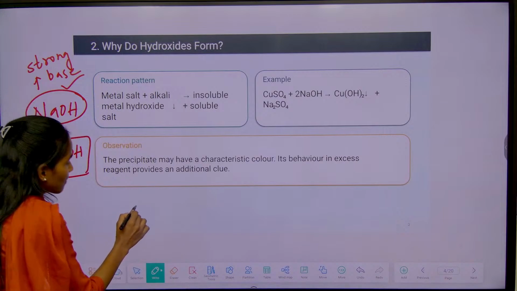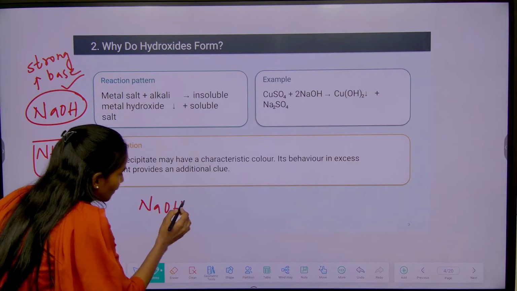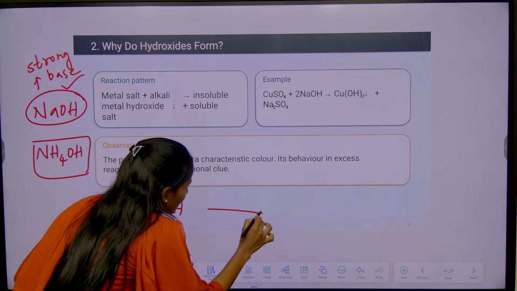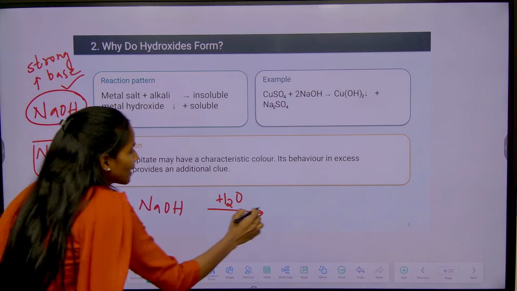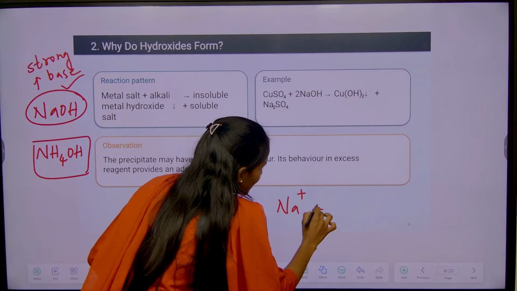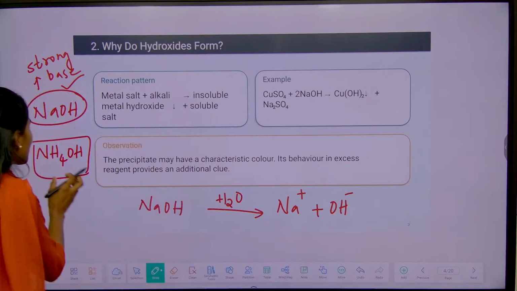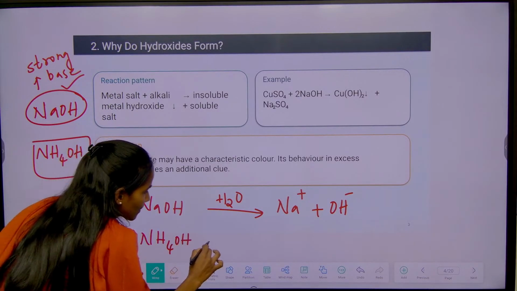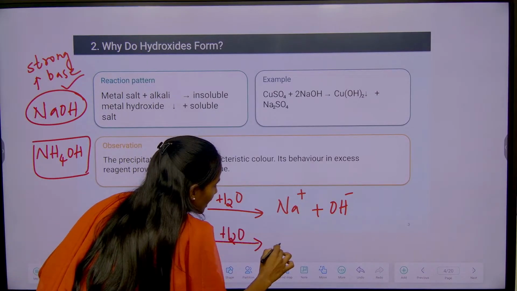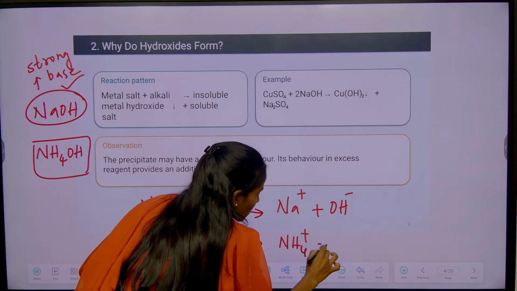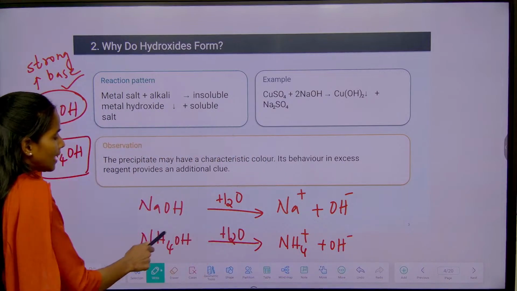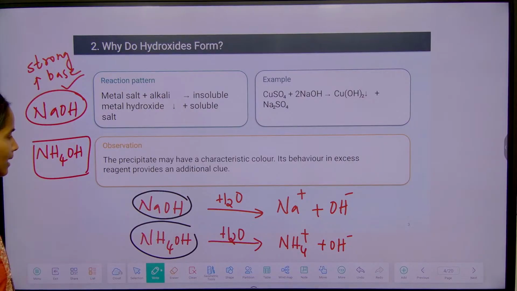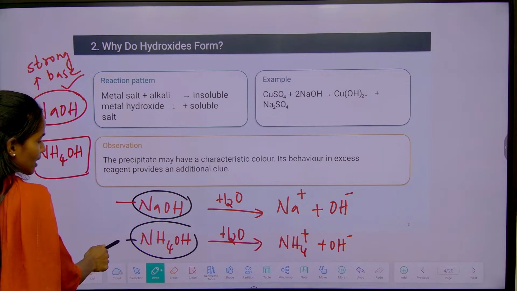Let us see, for example, NaOH. Why we are saying it as a strong base, we have learned already in the acids and bases chapter. NaOH, in the presence of water, undergoes complete dissociation of ions as Na plus and OH minus, whereas NH4OH, in the presence of water, undergoes partial dissociation of ions, NH4 plus and OH minus. Here partial dissociation takes place, whereas here complete dissociation of ions takes place. That's why this is a strong base, whereas this one is a weak base.